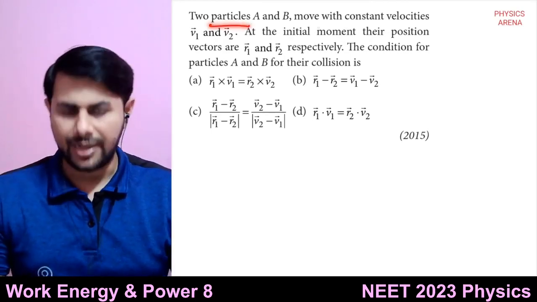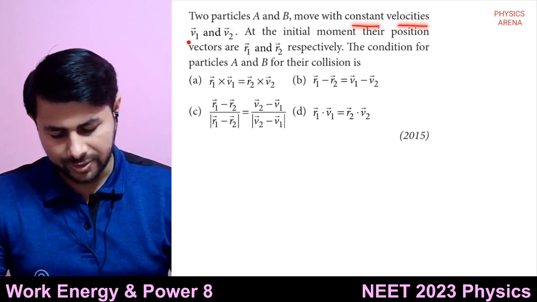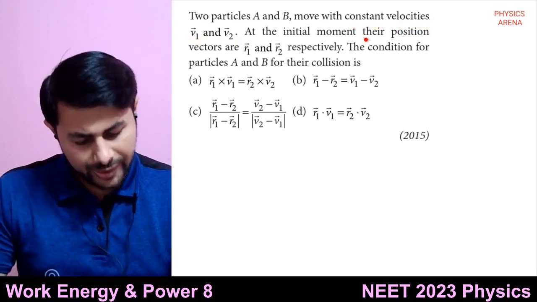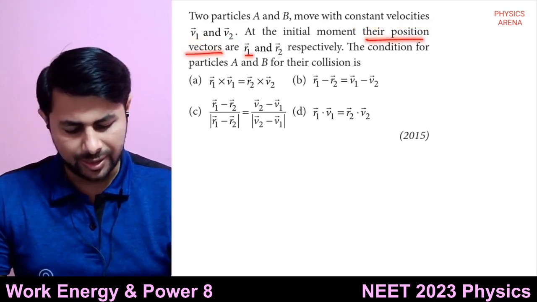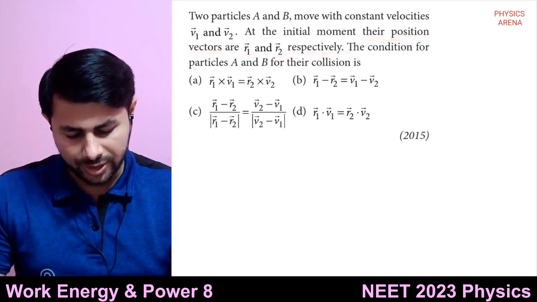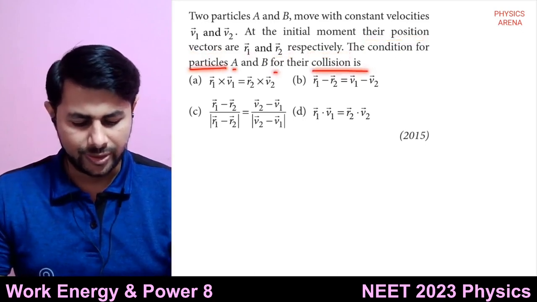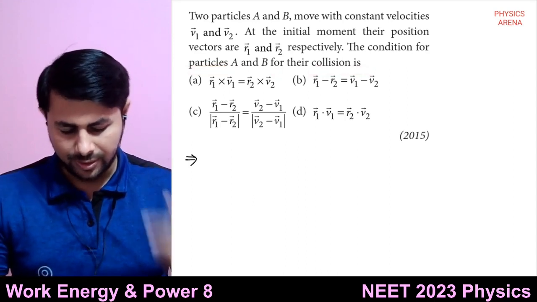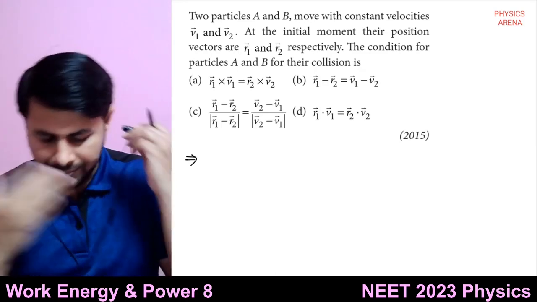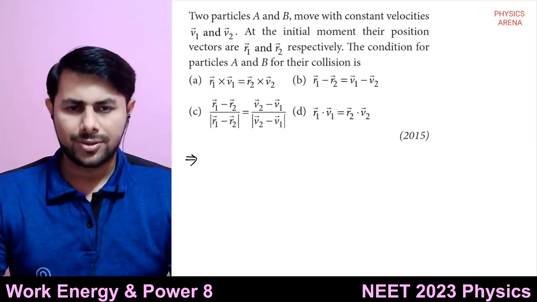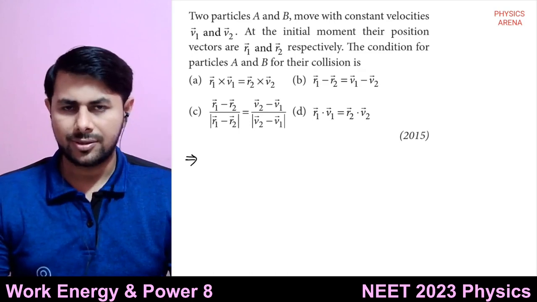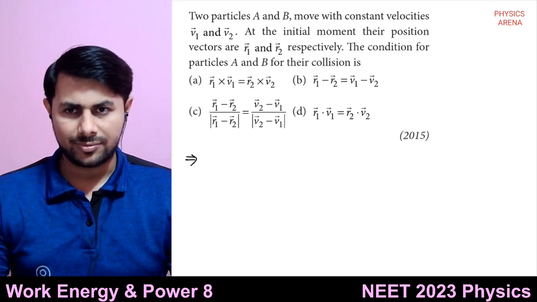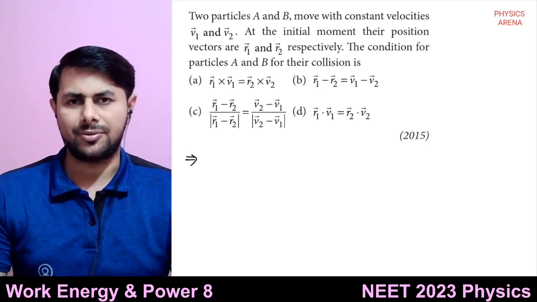Two particles A and B move with constant velocities v1 bar and v2 bar. At the initial moment, their position vectors are r1 bar and r2 bar respectively. The condition for particles A and B for their collision is. Okay, so this is the question. So there are two particles. Their position vectors are r1 bar and r2 bar. Velocities are also given. Okay, at time t equals 0.